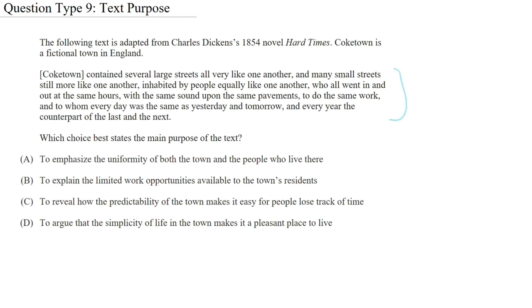Literally every single thing that Dickens says kind of shows how everything is alike. Like one another, like one another, like one another. Same hours, same pavements, same work. To every day was the same, and every year the counterpart of the last and the next. This one is pretty clearly A. Everything is uniform. Everything is the same, is like another, is the counterpart of the last and the next. It's a very clear answer.